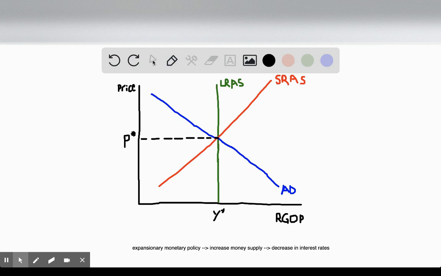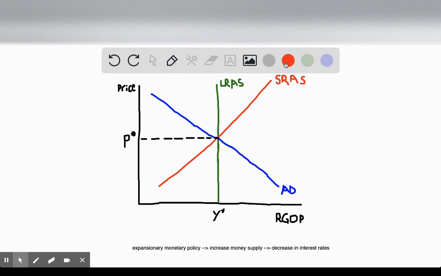Okay, so to begin with, we have the dynamic aggregate supply and demand model with short run aggregate supply, long run aggregate supply, and aggregate demand. And if we look at what the Reserve Bank of India was trying to achieve by decreasing the interest rate, that is what we're going to call expansionary monetary policy. And this is achieved by increasing the money supply in the country.